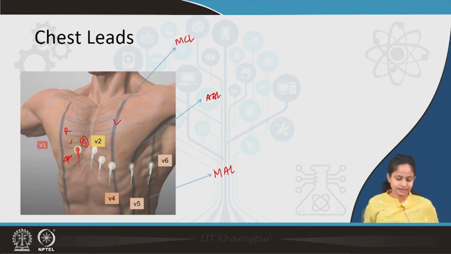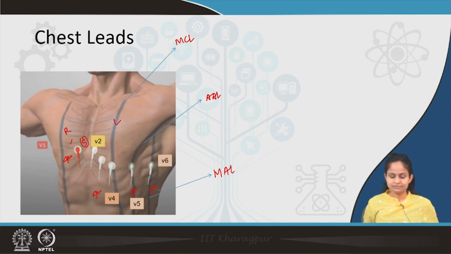V3 is placed between V2 and V4. V4 is placed at the level of the 5th intercostal space in the mid clavicular line. V5 is placed at the level of the left 5th intercostal space in the anterior axillary line. V6 is placed again at the level of the left 5th intercostal space along the mid axillary line.